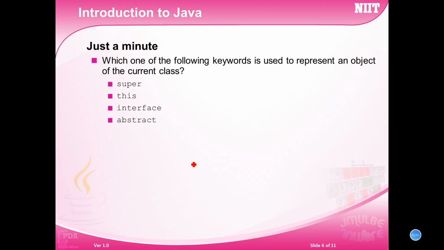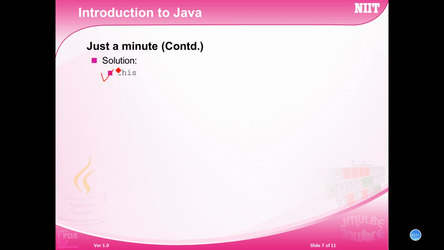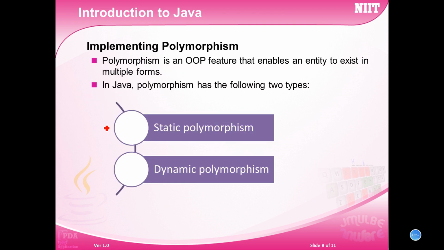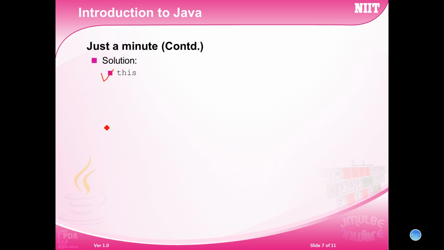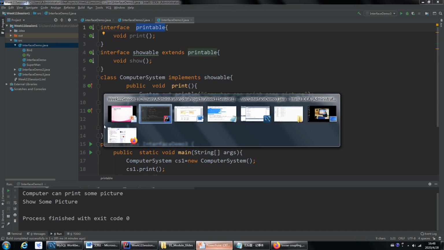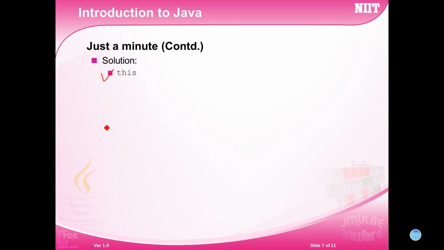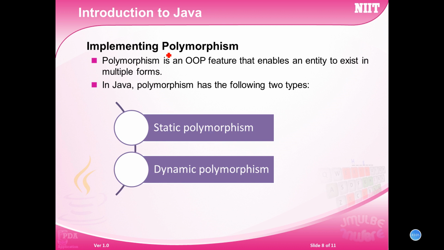Which of the following keywords is used to represent an object of the current class? How to represent the object of the current class? The answer is the this keyword. That's all from this topic. In the next session, we will talk about polymorphism. We will discuss polymorphism in the next session, number 2.